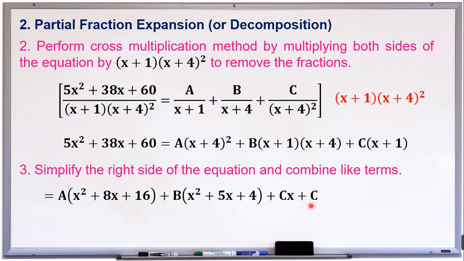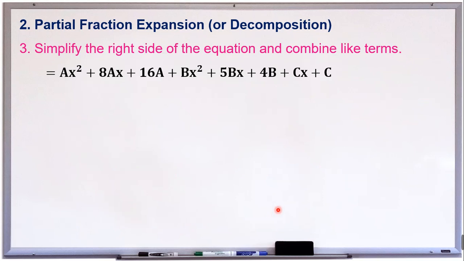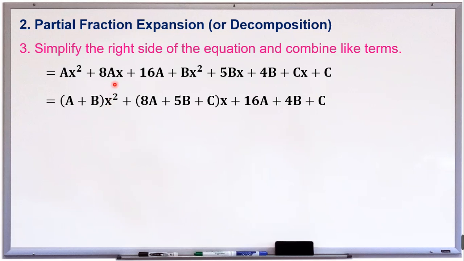Next is to combine like terms. So for x squared, we only have two terms, that is A plus B. And then for the term that contains x, we have 8A, we have 5B, and then we have C. And then for the constant, we have three terms: 16A, 4B, and C. Next is to compare the two expressions on the left side of the equation and on the right side of the equation.